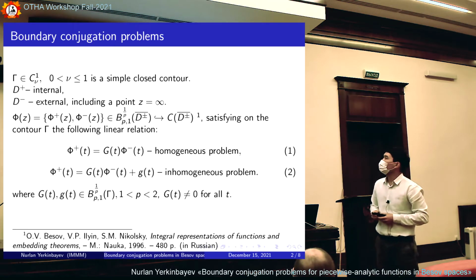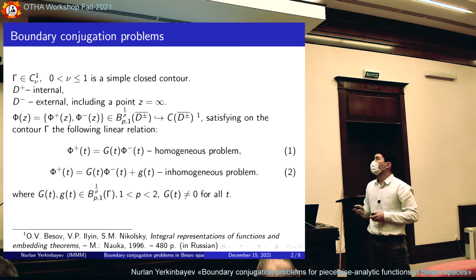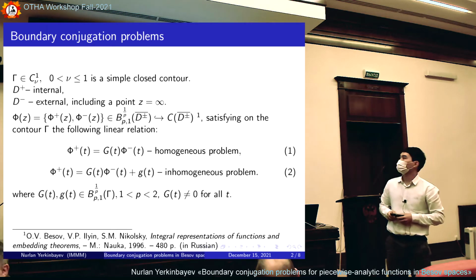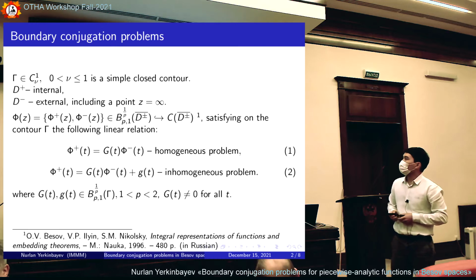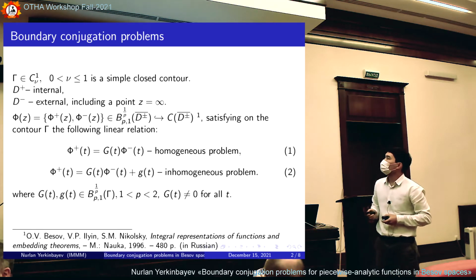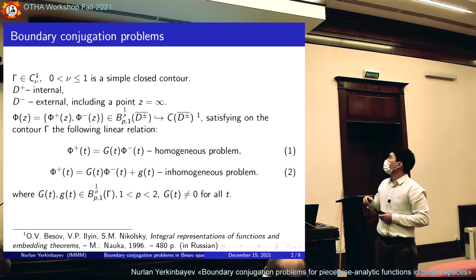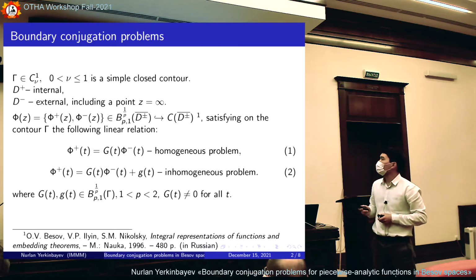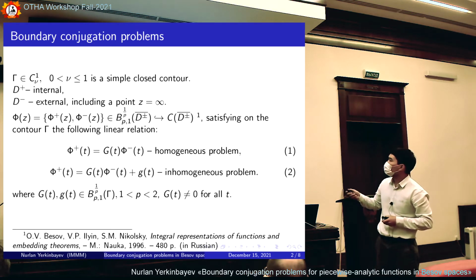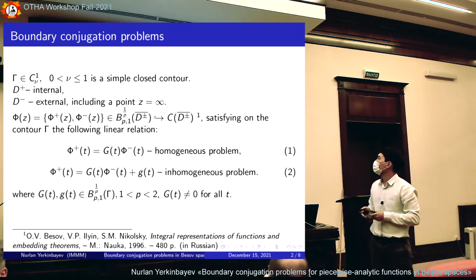and the gamma is dividing the complex plane into the domains D plus, internal, and D minus, external, which includes the infinity point. And it's required to find the analytic function big Phi that belongs to Besov space, which is embedded in the space of continuous functions. And on the gamma, the following relations are satisfied.